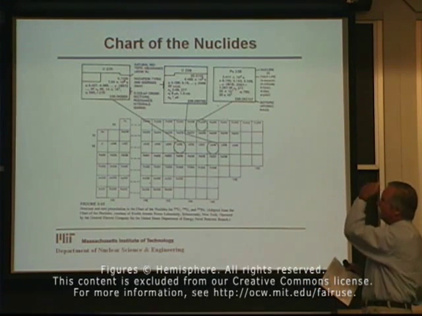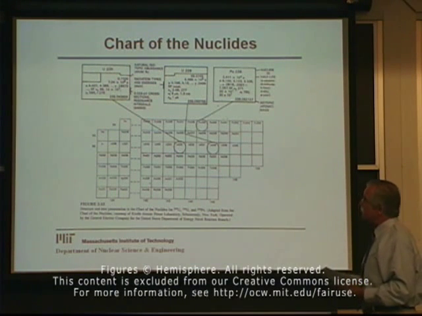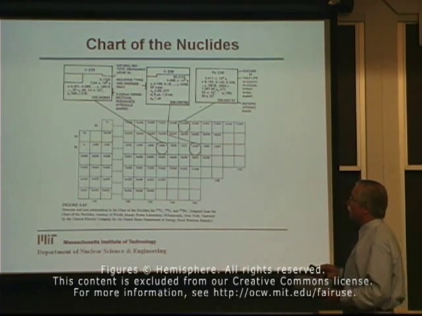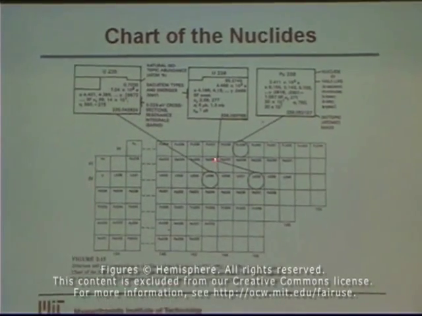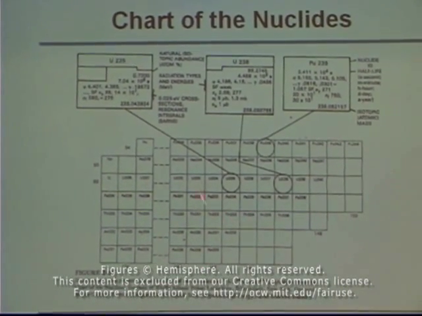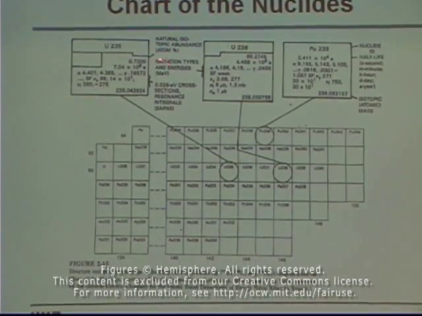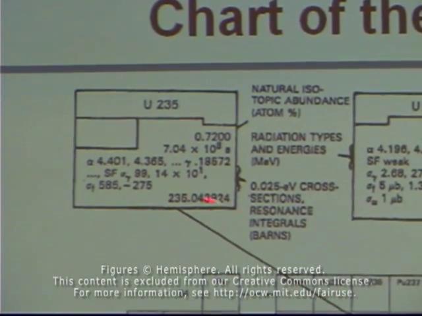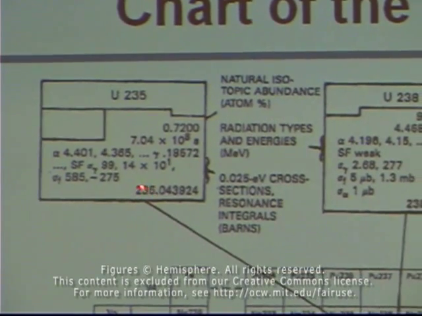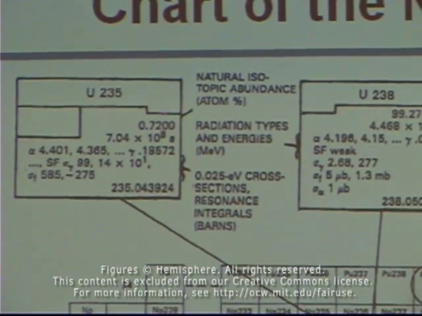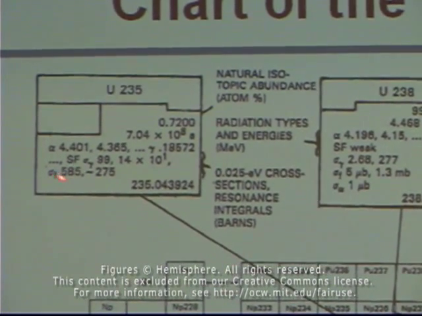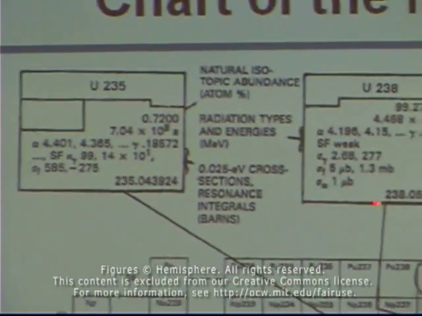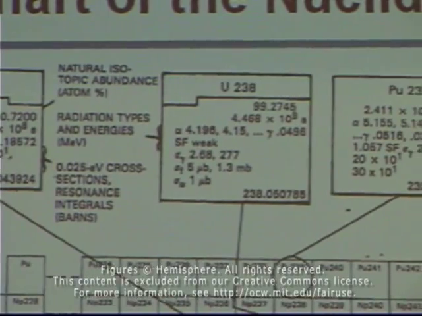In order to better understand how these possibilities arise, there's this chart of the nuclides, which I'm sure you're all familiar with. These are very important charts which depict every known isotope and its natural abundance, its radiation types and energies, its thermal cross-section in barns, which is a measure of the size of the likelihood of the capture, and various half-lives in terms of fission cross-sections and of the various yield products.